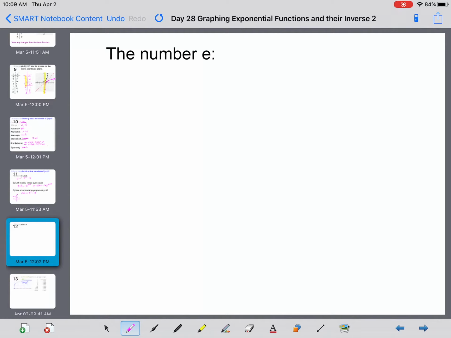All right, let's talk just a little bit about the number e. The number e is very similar to the number pi, where it is an irrational number. You can never write it as a ratio of two values. Approximately, e is 2.71828, 45, 90, 45. Those are all the digits I know just by heart of e.